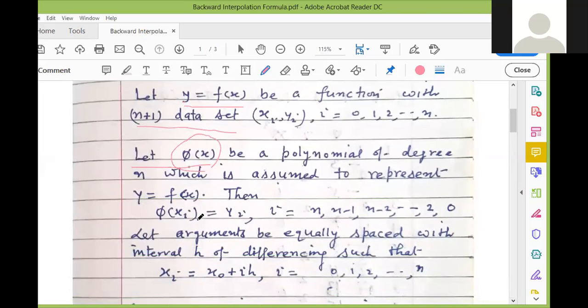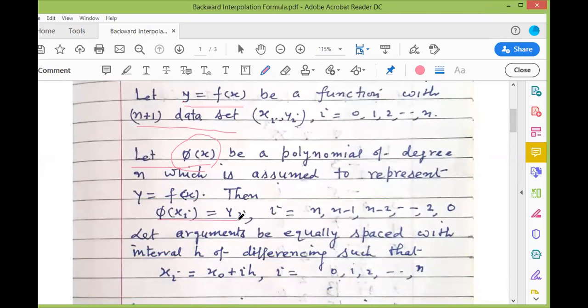Let us also begin with phi(xi) equals yi, because y is the value of the function, which is being estimated with the help of phi(x), and phi(x) is the polynomial. Since the polynomial is going to represent the function y equals f(x), it is going to satisfy this equation. It is just equivalent, and therefore the value of y will depend on the value of phi(x).